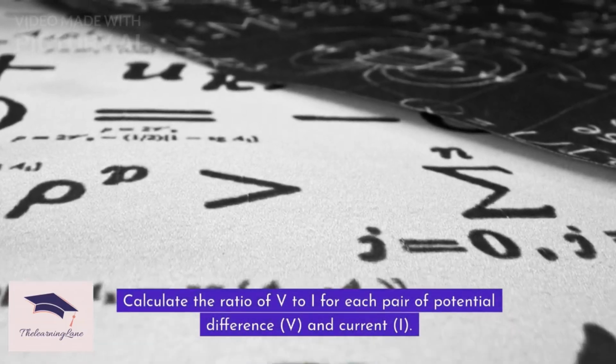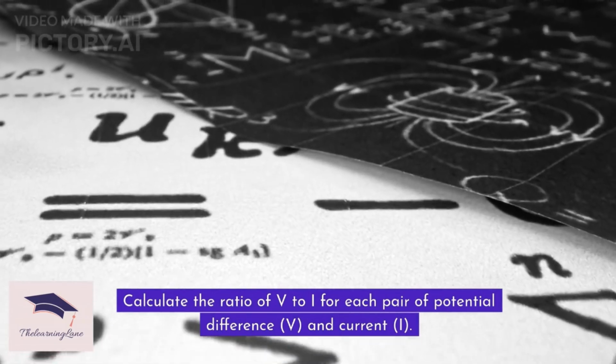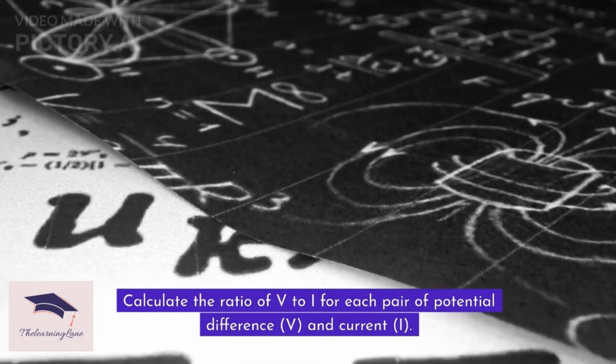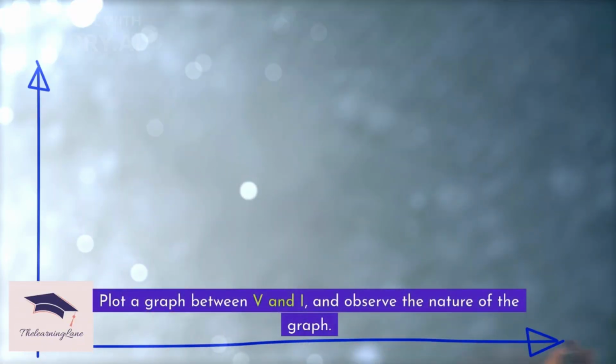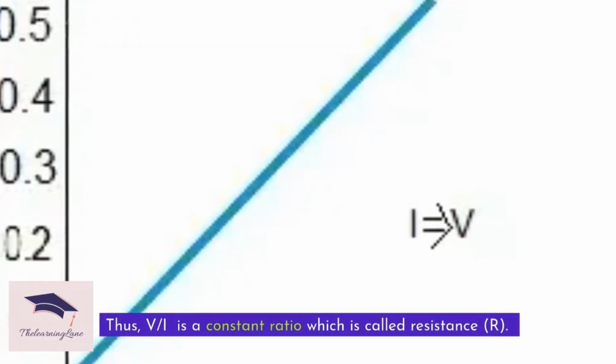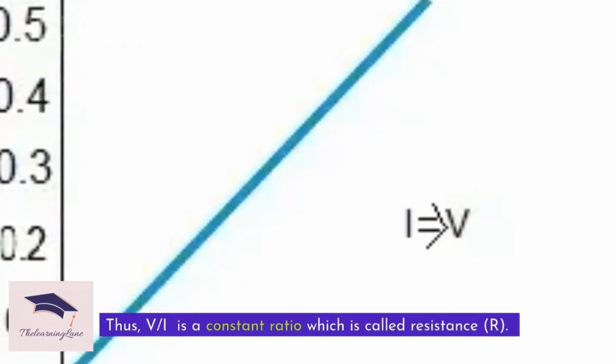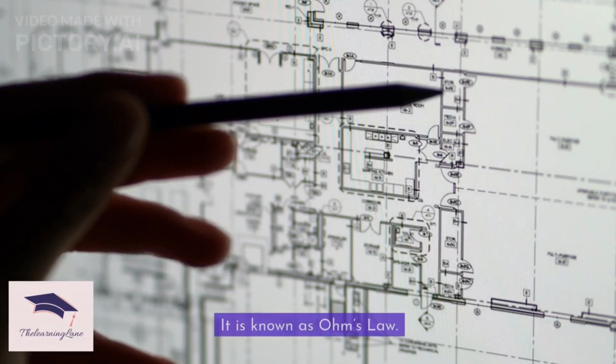Calculate the ratio of V to I for each pair of potential difference, V, and current, I. Plot a graph between V and I, and observe the nature of the graph. Thus, V by I is a constant ratio which is called resistance, R. It is known as Ohm's law.